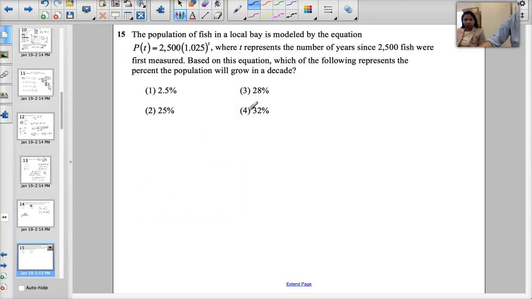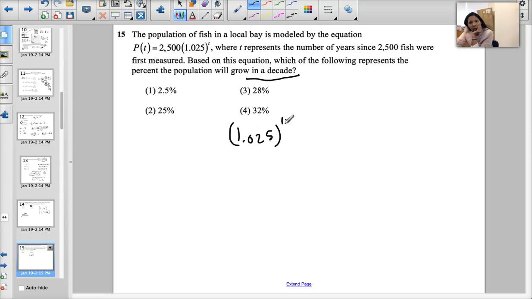Number 15. Okay, so over here, we're noticing that we have an exponential growth formula. And I know this because my rate is bigger than 1. So if I take a look at this real quick, it says that T represents the number of years since 2,500 fish were first measured. And we want to know which of the following represents the percent the population will grow in a decade. So I know that since T is time, what I'm going to do first is do 1.025, and I'm going to raise it to the 10th power.